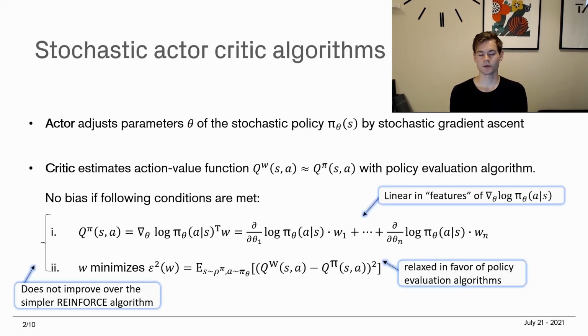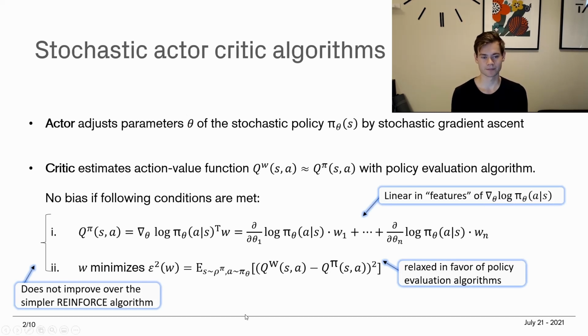Okay, so if we look at the stochastic actor-critic algorithms, actor-critic is a topic within reinforcement learning. We won't go into that much detail, but the actor adjusts the parameters theta of the stochastic policy by stochastic gradient descent. So we update the thetas in order to improve the policy that we get, and we do that with stochastic gradient descent of the performance objective. So the performance objective was the J that we just looked at.